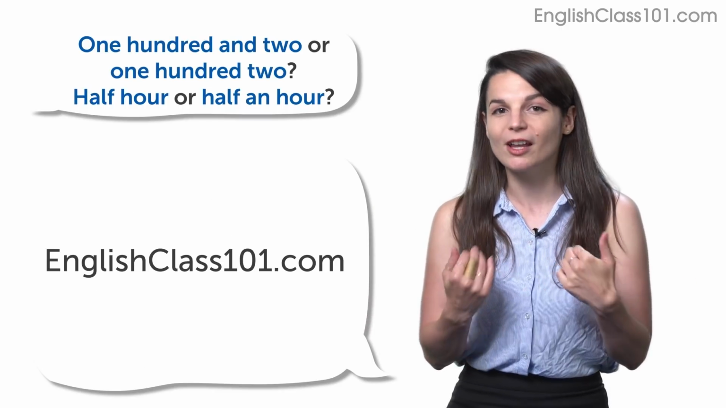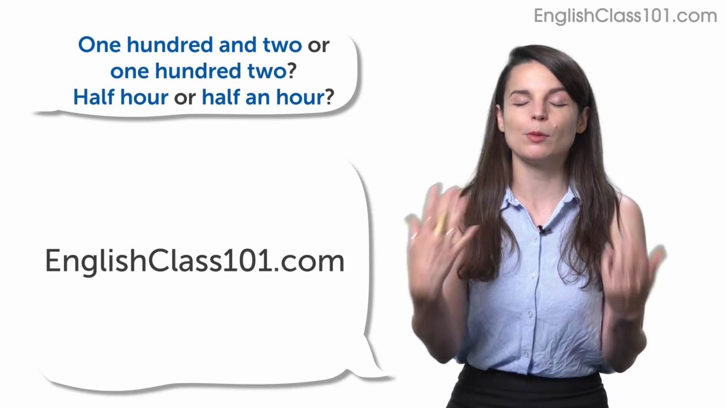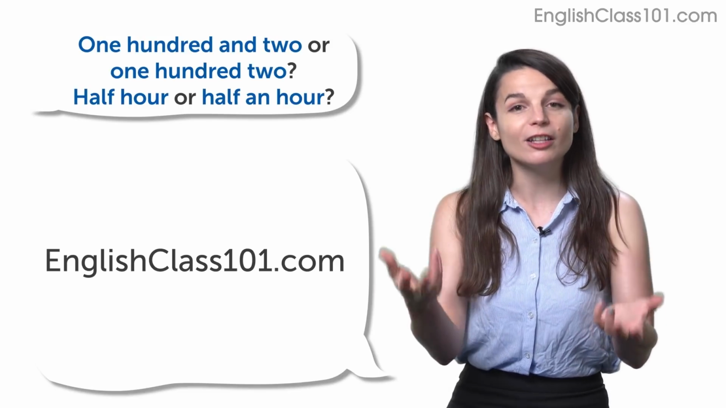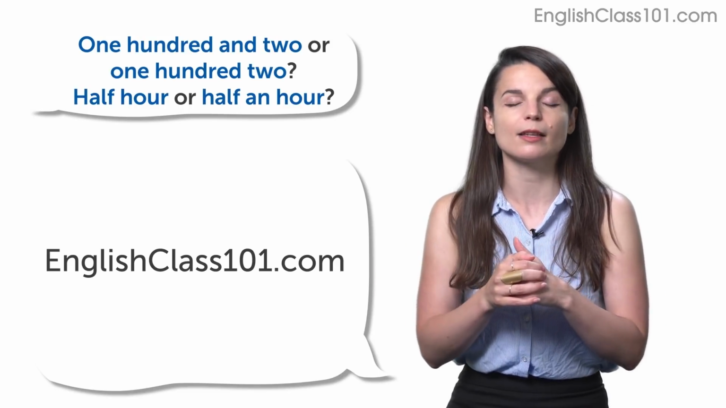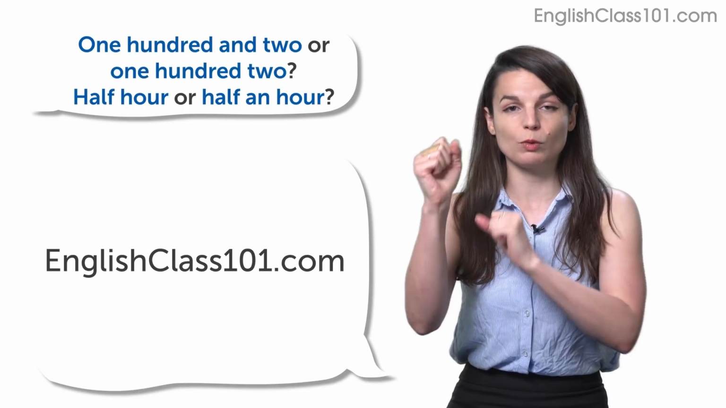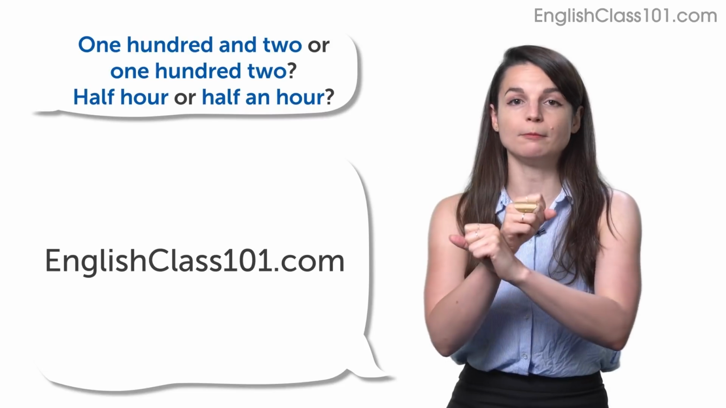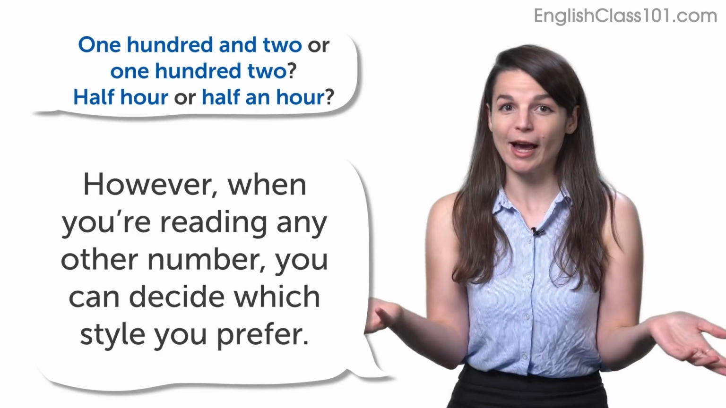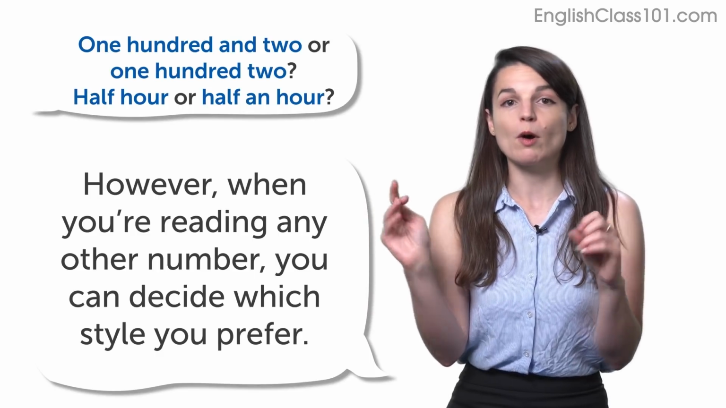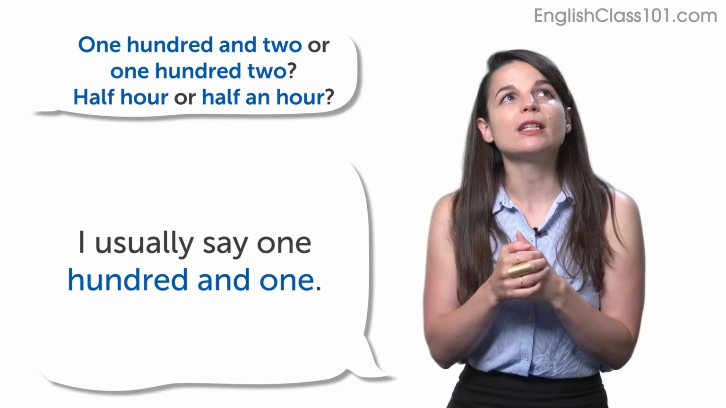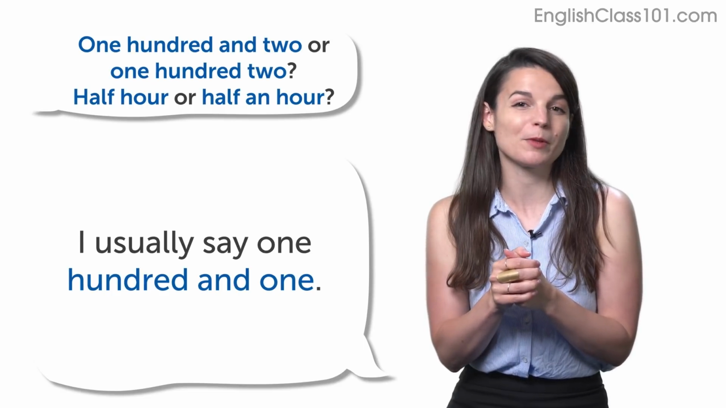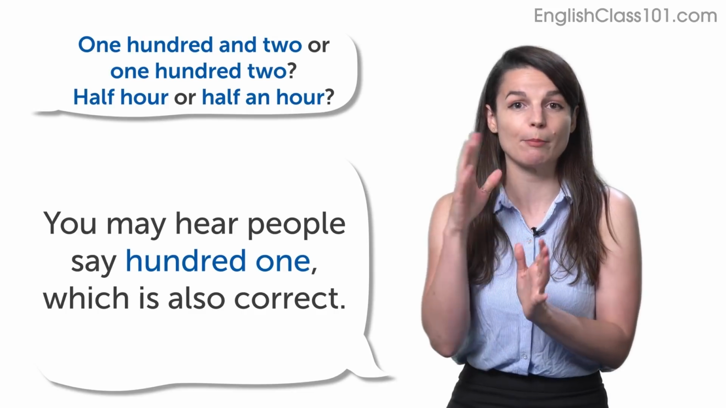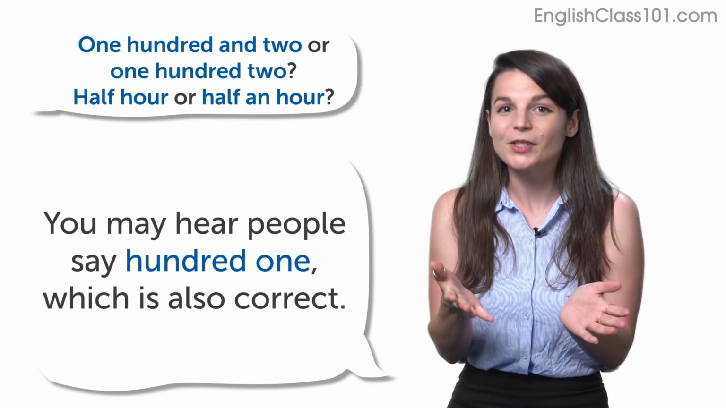So for example, in our channel name, English Class 101, we typically say 101 because that's the pattern we use for school, for college level classes or maybe other level classes. In those cases, the pattern we use is to read the numbers individually, 101. However, when you are reading any other number, you can use either pattern you prefer. 101 is fine. 101 is fine. I think I probably usually say 101. That's probably what I would say, or 102. But you may hear people say 101, 102, and drop that and in the middle. So it's up to you for that one.